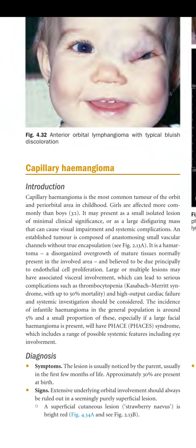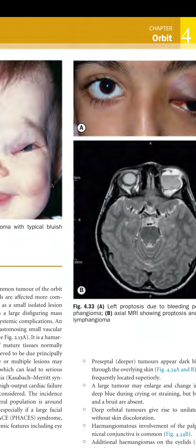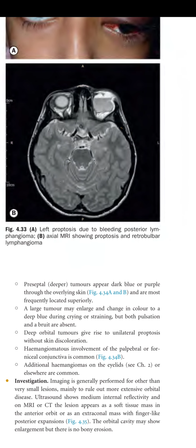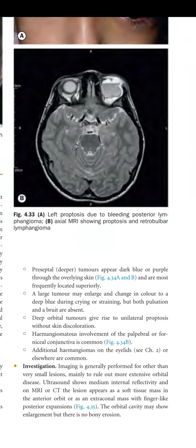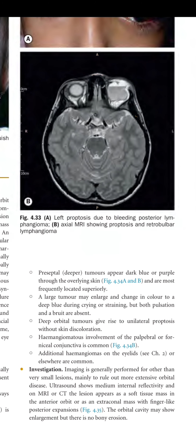Next is diagnosis. The lesion is usually noted by the parent, usually in the first few months of life. Approximately 30% are present at birth. Signs are extensive. Underlying orbital involvement should always be ruled out in a seemingly purely superficial lesion. A superficial cutaneous lesion, strawberry nevus, is bright red. Perceptible deeper tumors appear dark blue or purple through the overlying skin and are most frequently located superiorly.